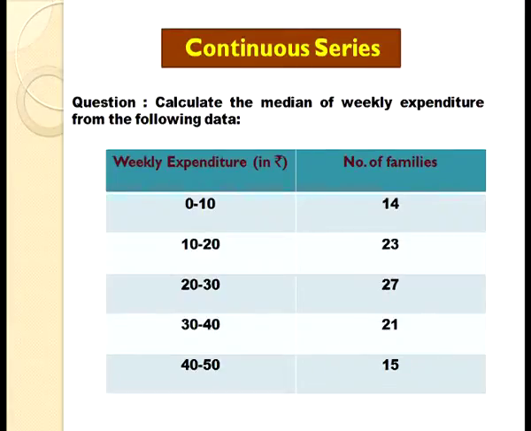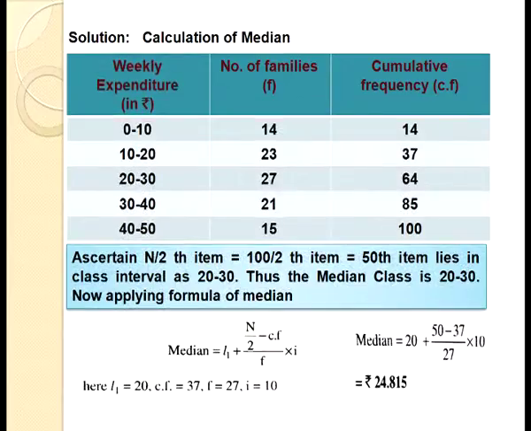Now in this particular question, as you can see, weekly expenditure is being given to us: 0 to 10, 10 to 20, 20 to 30, 30 to 40, 40 to 50. Step 1, arrange the data in ascending order. It is already done, so we don't need to. Along with that, we need to compute cumulative frequency also. So we have made one more column for the cumulative frequency.